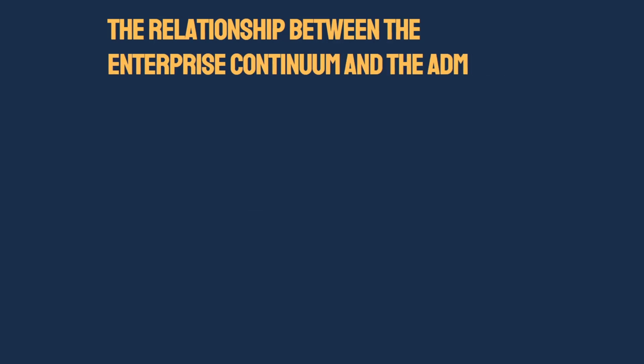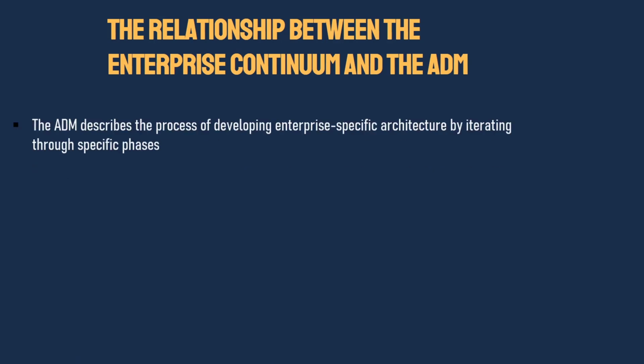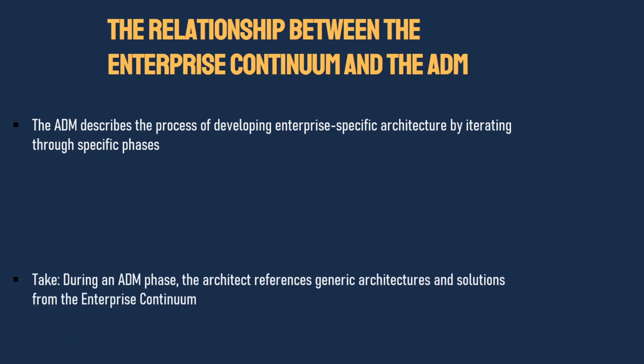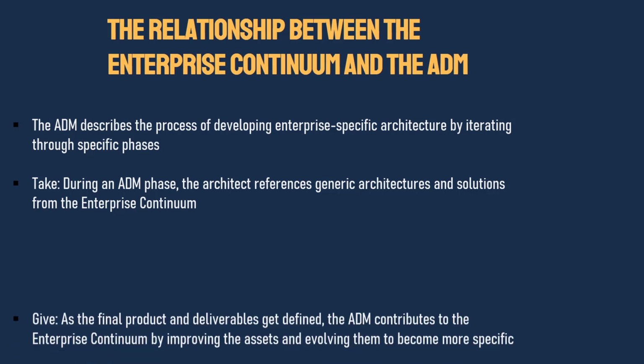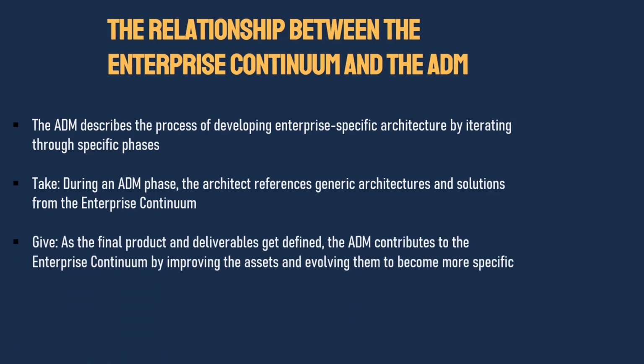When we are talking about the ADM, it describes the process of developing enterprise-specific architecture by iterating through specific phases. There is a give and take relationship here. On the take side, during an ADM phase, the architect can reference generic architectures and solutions from the enterprise continuum to help guide the design. On the give side, as the final product design and deliverables get defined, the ADM contributes to the enterprise continuum by improving the assets and evolving them to become more specific.